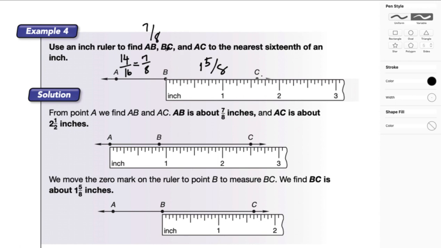If we wanted to find AC, we could add AB and BC to get the answer. So the length of AC is equal to AB plus BC. We already know that AB is 7/8 and BC is 1 5/8. So if I'm adding these two fractions together, with mixed number and fraction, I'm going to get 1 12/8. Remember, I can add these fractions together because they have a common denominator, but the numerators, I need to add those together. But this is an improper fraction.